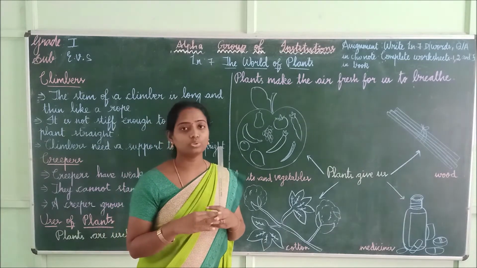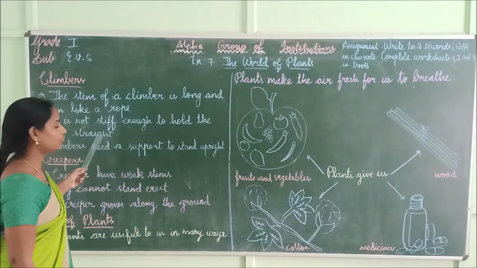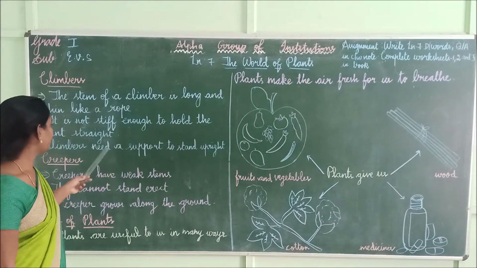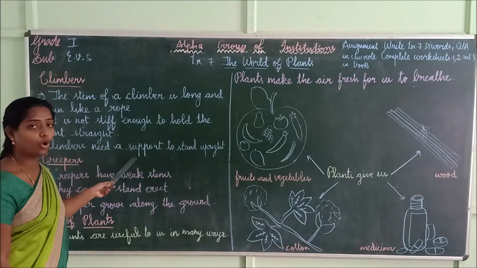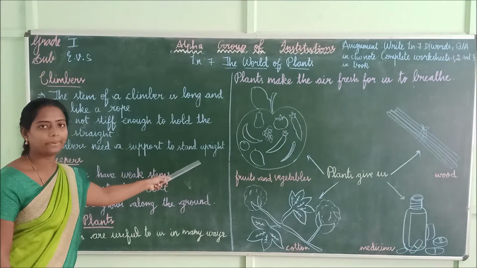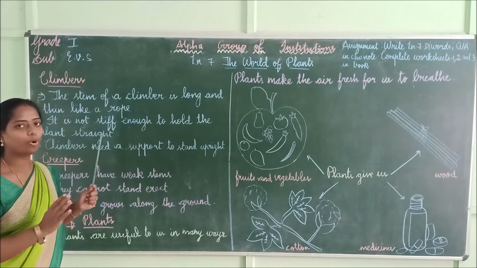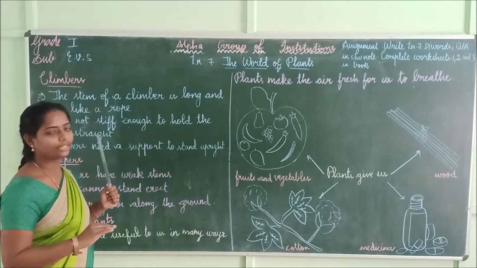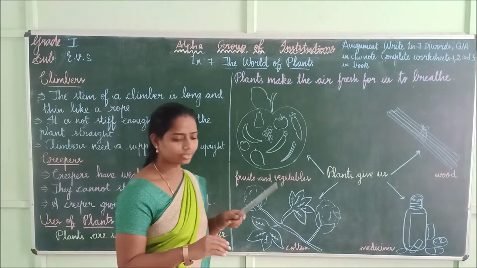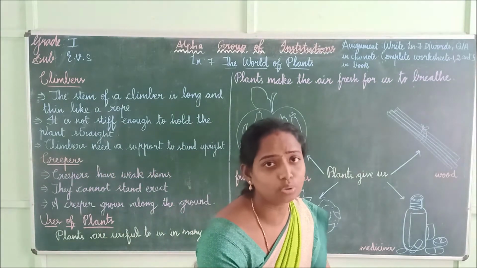So what do we have to do? We have to help the stem of the plant to grow. Climbers need a support to stand upright. So climbers need what? They need a support to stand upright. So what do we have to do? We have to plant the trees like that to grow.